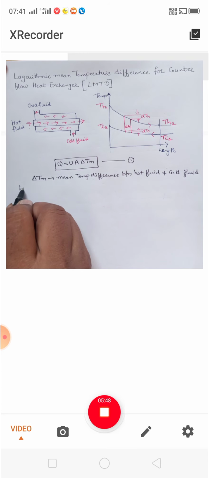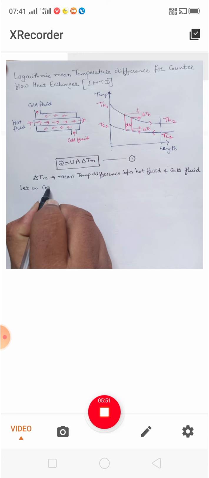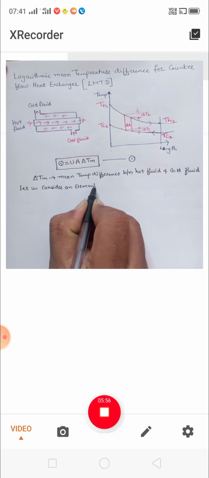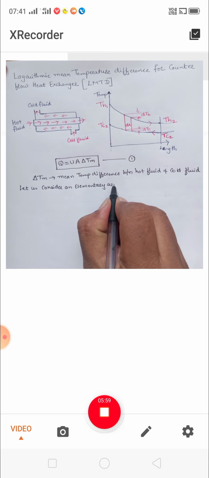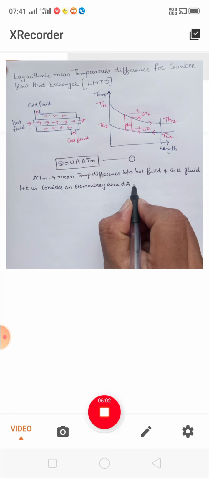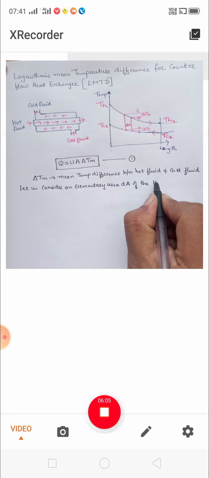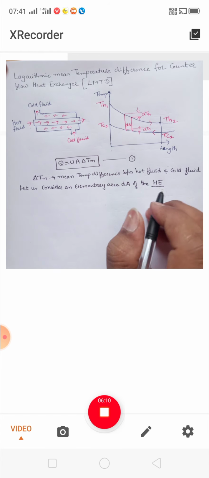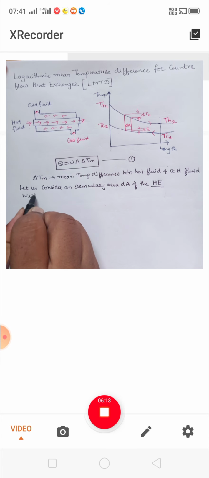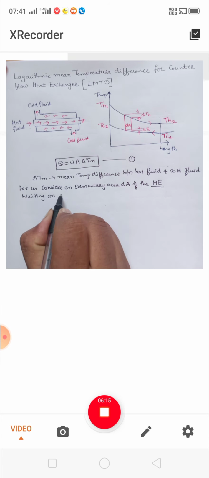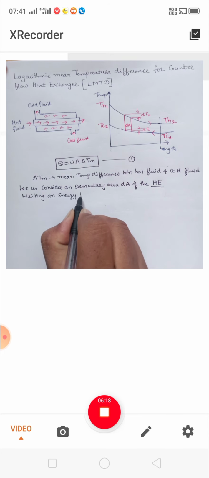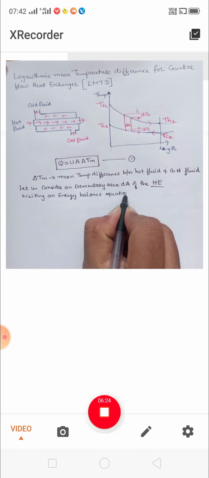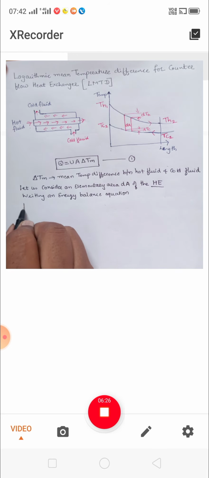So now let us consider an elementary area dA of the heat exchanger. In short form, I will write it as HE, where HE indicates the heat exchanger. So writing an energy balance equation.